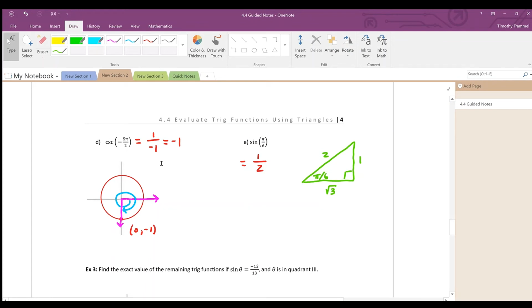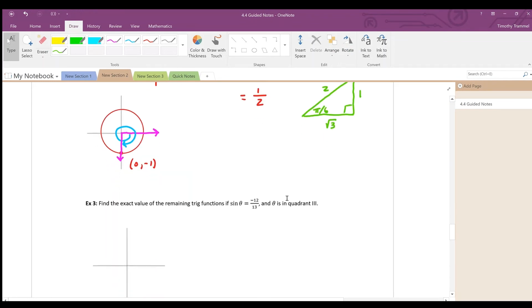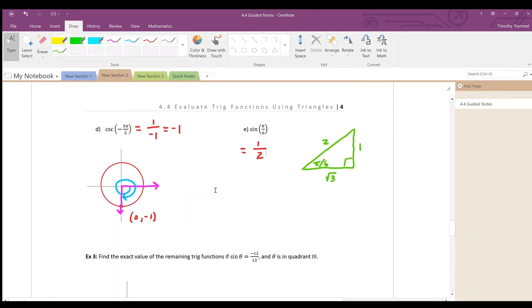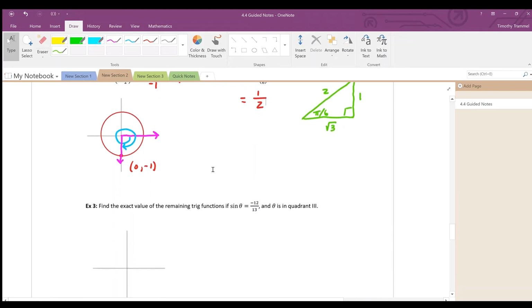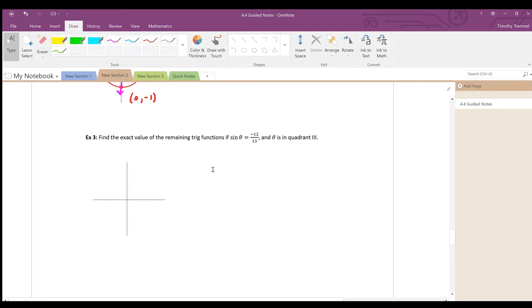On to example 3. These next few problems are going to be easier because we've tried out parts A through E in this last example. We'll use some of those ideas. So let's start off with the fact that our angle is in quadrant 3. I'm just going to sketch that. So there's our initial side, and then I'll put in our terminal side.